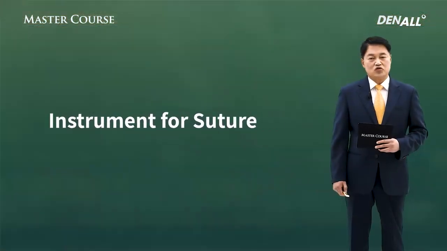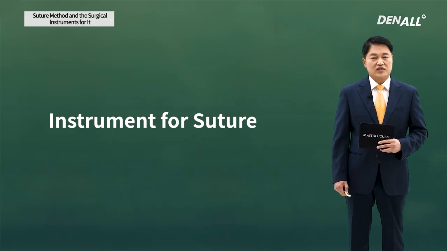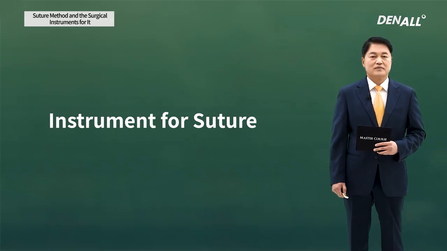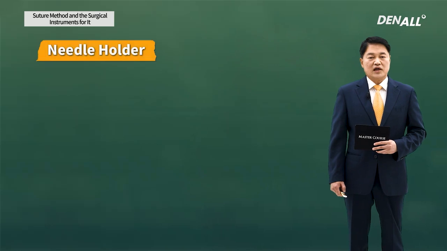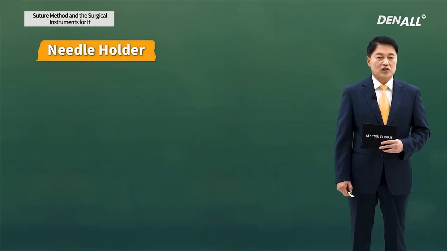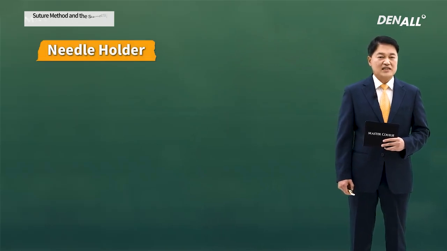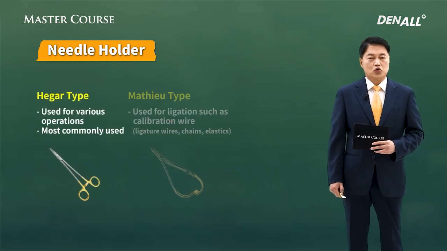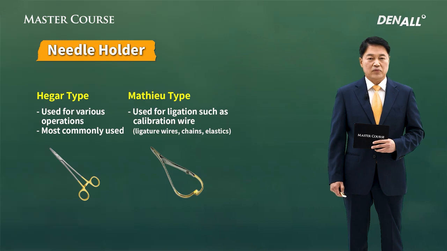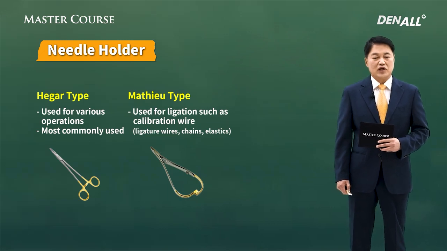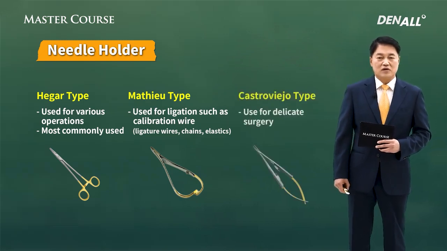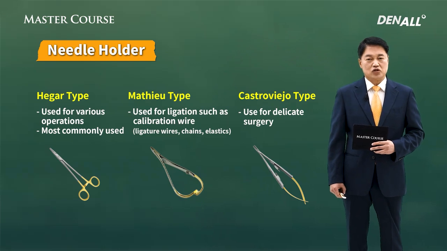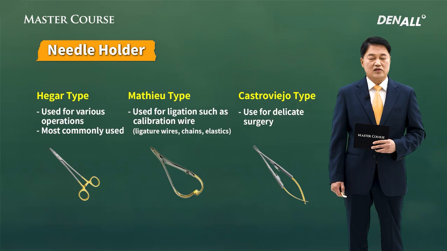Then let's look at what are the instruments you use for suturing. First, most important thing would be needle holder. This is something you use very commonly. The most commonly used one would be Hager type, and for ligation, you use Mathieu type. And you also have Castroviejo type, which is used for delicate surgery.